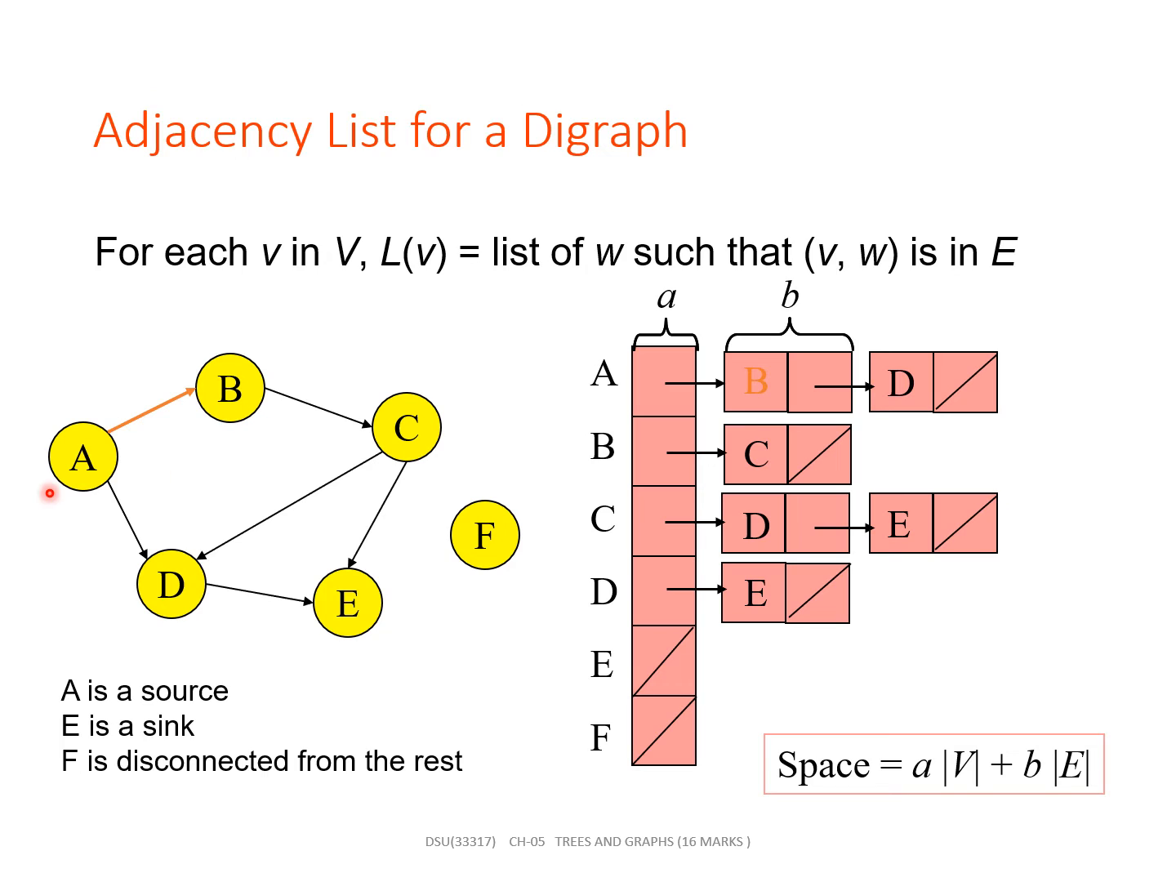See here, this is A to B and A to D. Then B to C, then C to D and C to E. Then D to E. So D to E, and E is empty, F is empty.